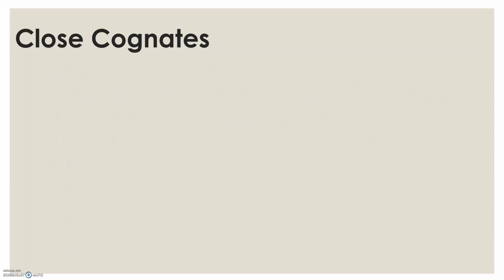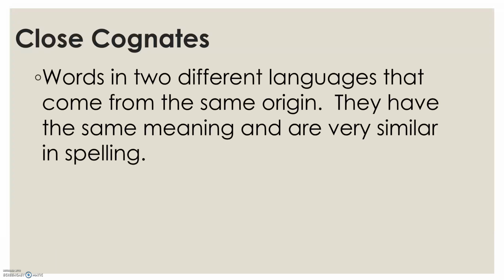The next type of cognate is a close cognate, and that's exactly what it sounds like. Words in two different languages that come from the same origin, they still have the same meaning and are very similar in spelling. They are close or close enough.